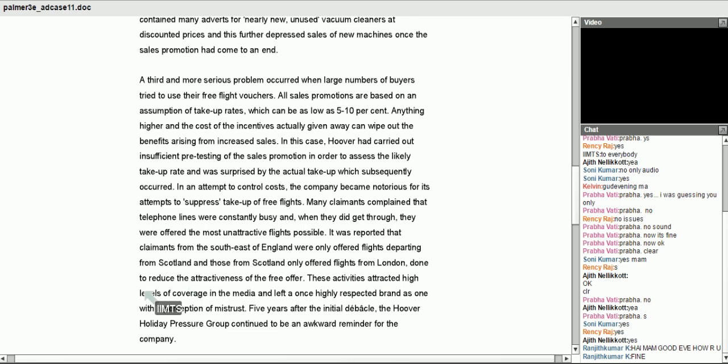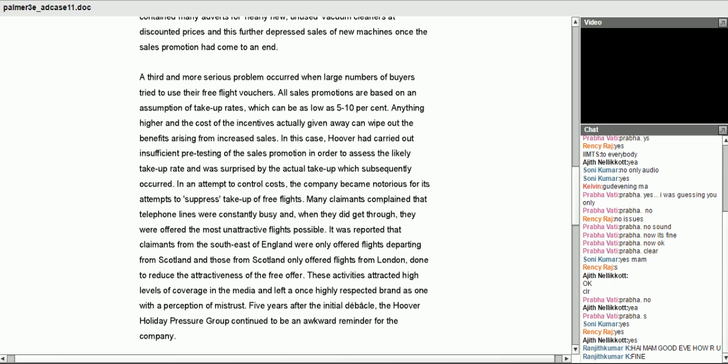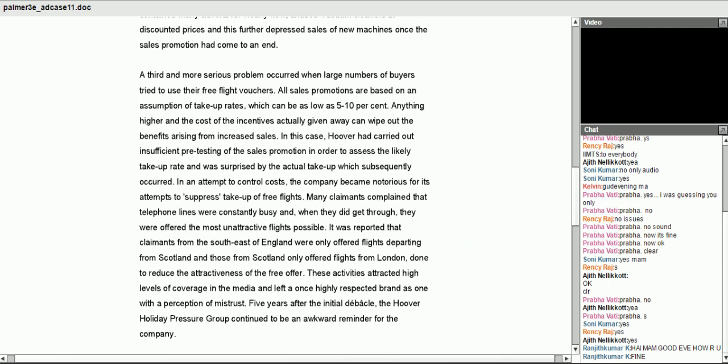So these activities attracted high levels of coverage in the media and left a once highly respected brand as one with a perception of mistrust. The company lost its goodwill. So 5 years after the initial debacle, the Hoover Holiday Pressure Group continued to be an awkward reminder for the company.